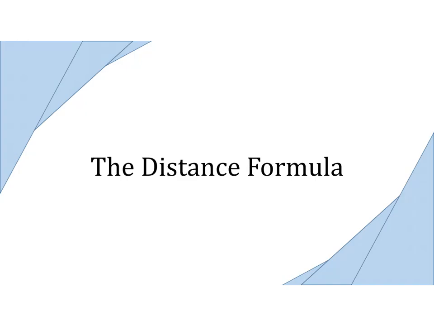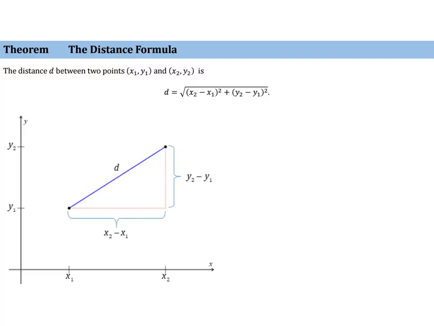So if we have 2 points in the coordinate plane, how can we find the distance between them? Well, the distance between 2 points is really derived from the Pythagorean theorem. So imagine that we have a triangle, and it's a right triangle. The first point, x1, y1, and the second point, x2, y2, form the ends of the hypotenuse. And our goal will be to find d, which is the length of that hypotenuse.